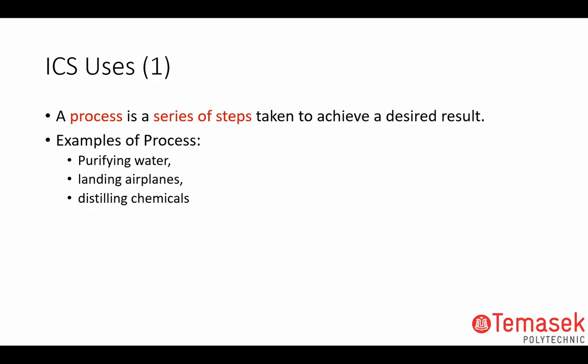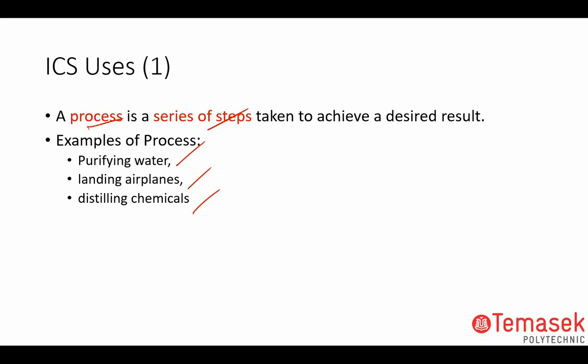Next, what are the uses? It is a process, a series of steps to achieve something. For example, purification of water, landing of aircraft, and for your particular course, chemical processing, because at the end of the day a pharmaceutical company wants to make some medication. Or it is a process that involves providing a patient some services, helping a patient to recover, so you may have some drips to the patient. So these are some of the usages for the ICS.